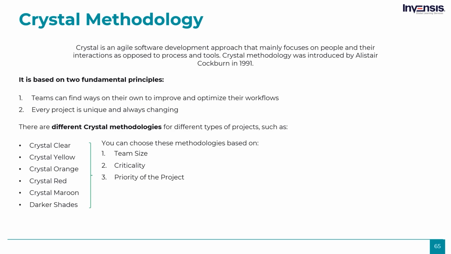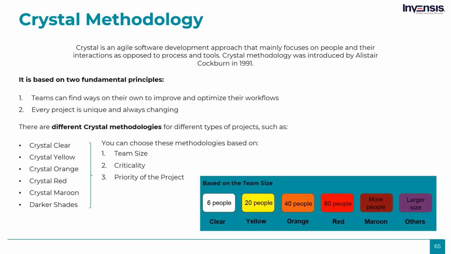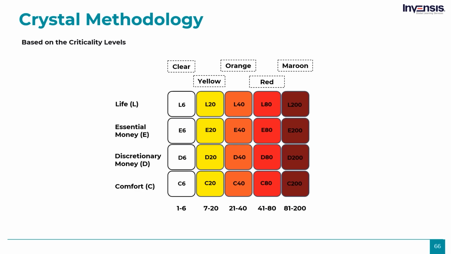The maximum number of people that need to be involved in a project depends on the size of the project. Bigger projects, more people. The number of team roles also depends on the project size. There are 4 levels of criticality: comfort, discretionary money, essential money, and life.